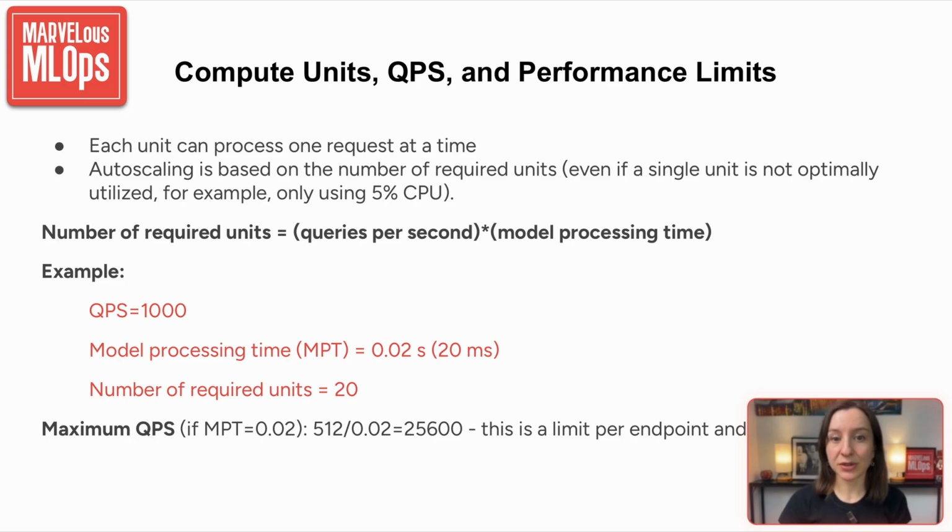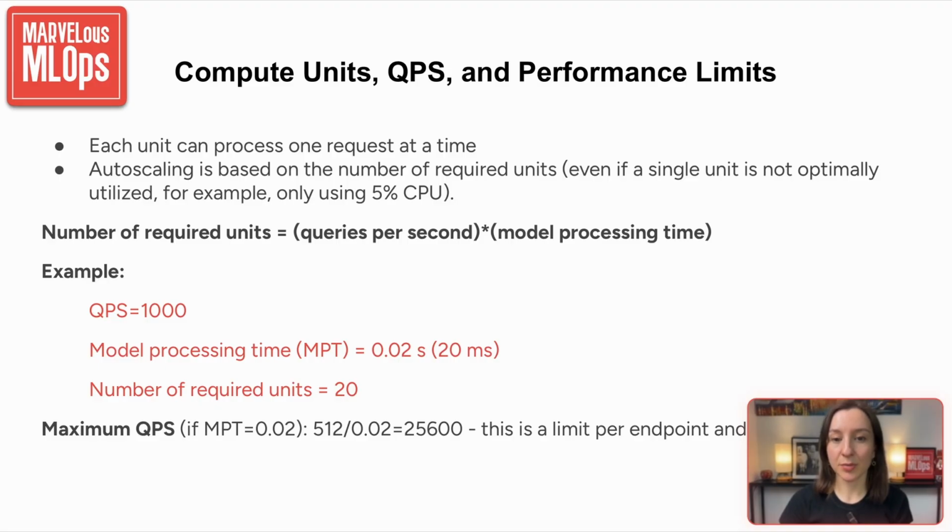This means even if a unit is only used, let's say 5% of its CPU, Databricks may still scale up if more concurrent requests are coming in. The number of units needed is calculated using a very simple formula. Required units is equal to query per second times model processing time. Let's see this in an example. If you're serving 1000 queries per second and your model takes 20 milliseconds per request, that's 0.02 seconds, then you will need 20 units to keep up without delay.